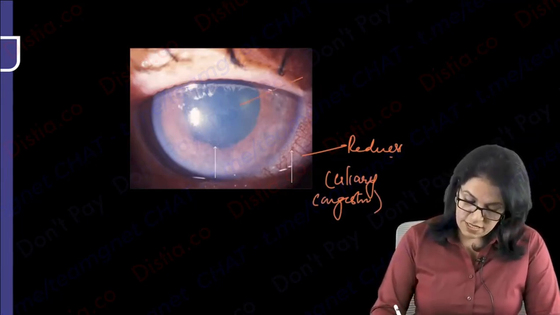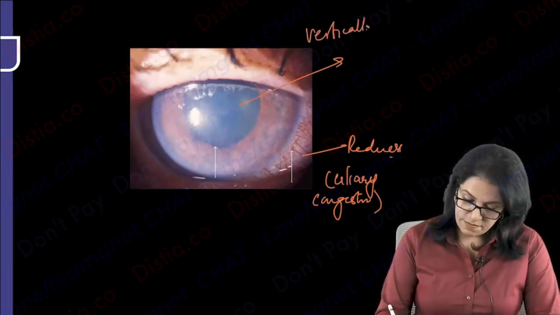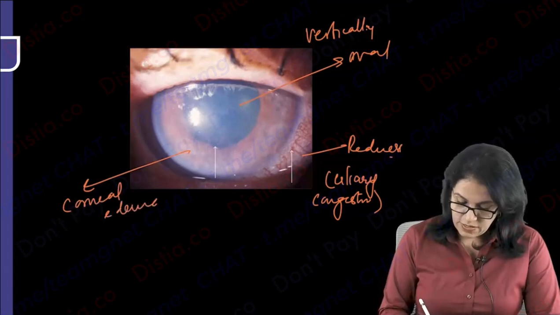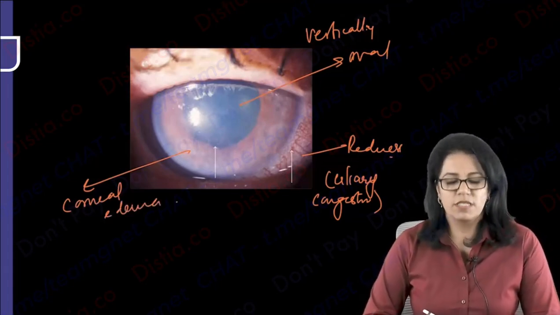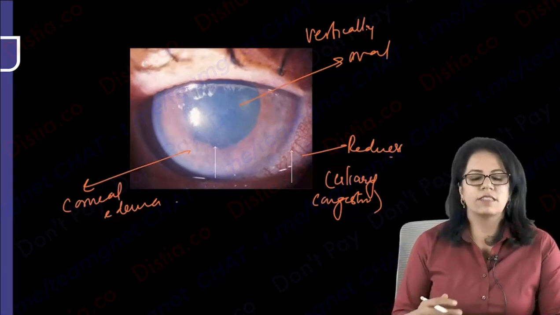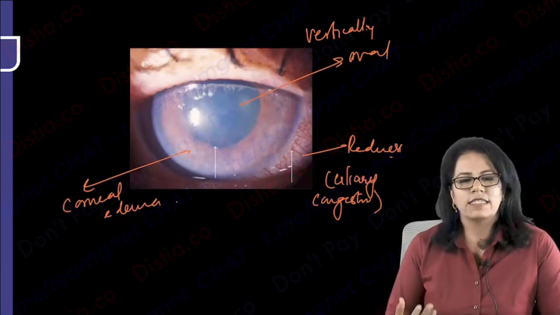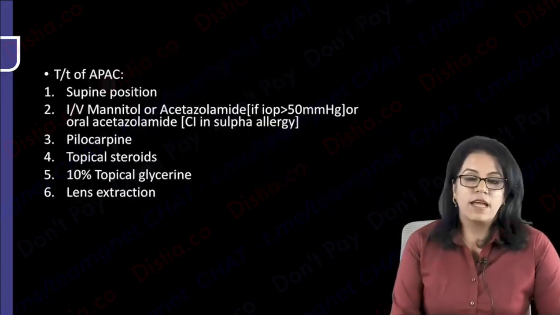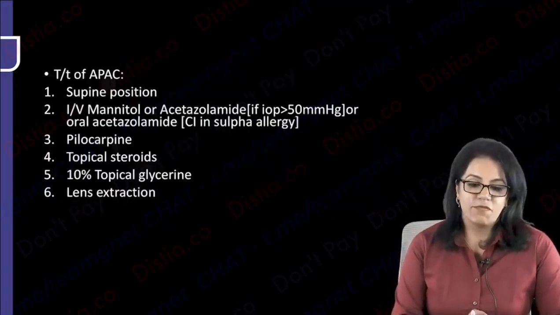So this is one. Then we can see the pupil is vertically oval. We just discussed that. I can see the haze and corneal edema here. Okay. So these are some findings. Of course, we will see that the patient is in a lot of agony and pain. Of course, all those things will be there. We have discussed that. I was talking about IV mannitol, we give pilocarpine.